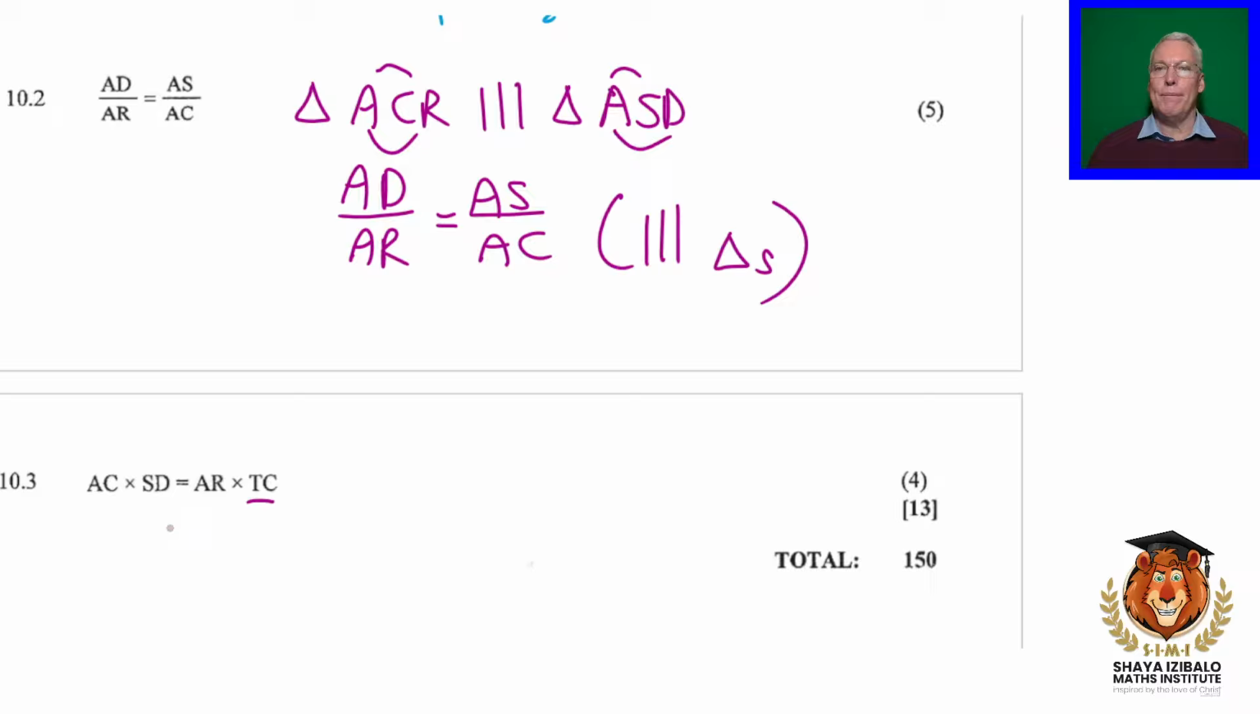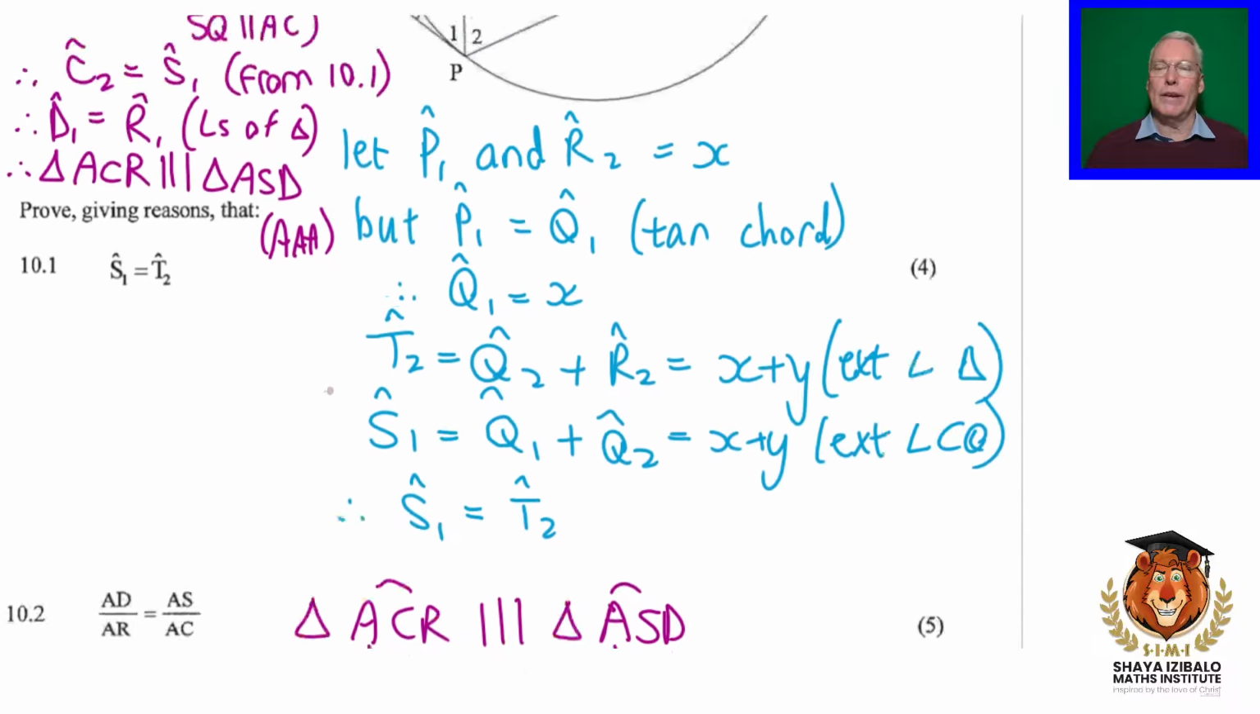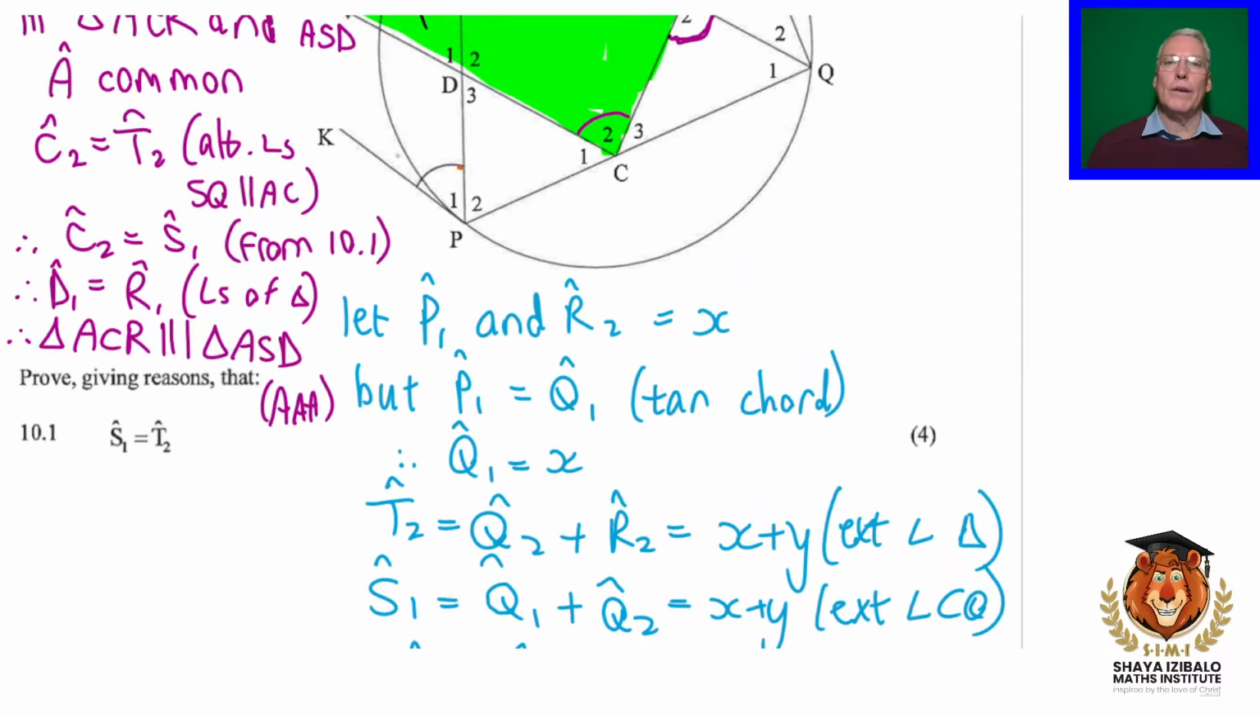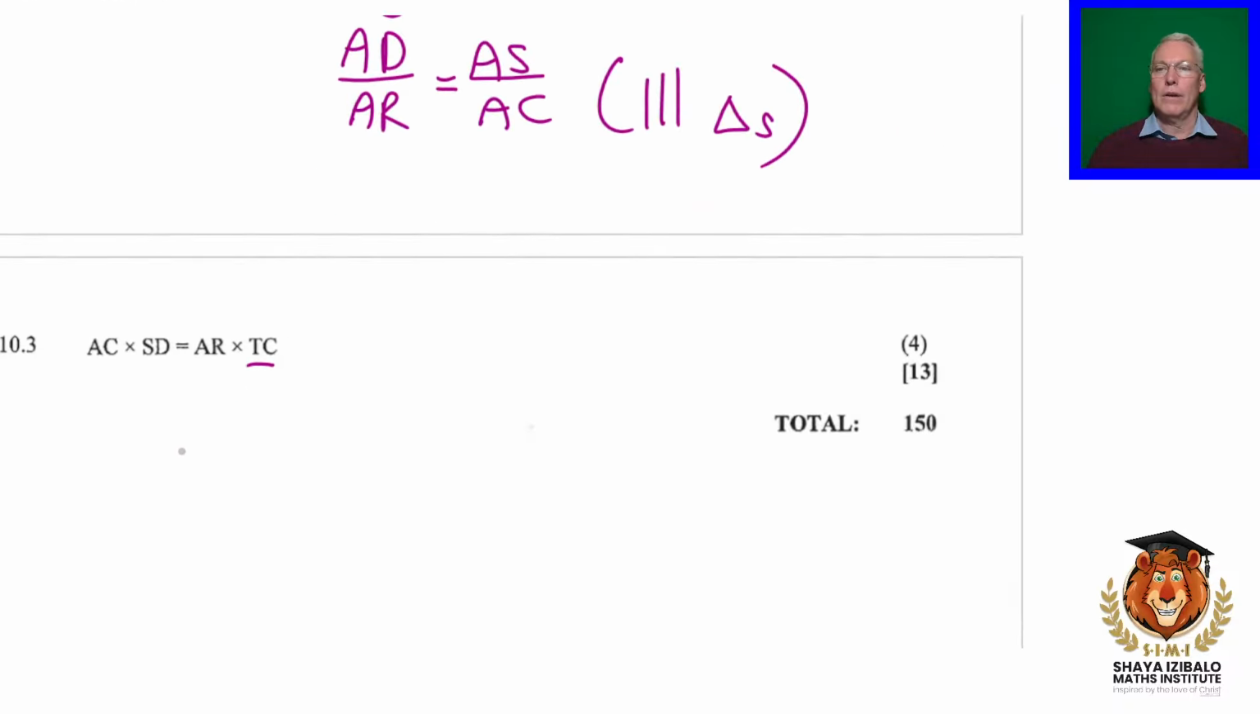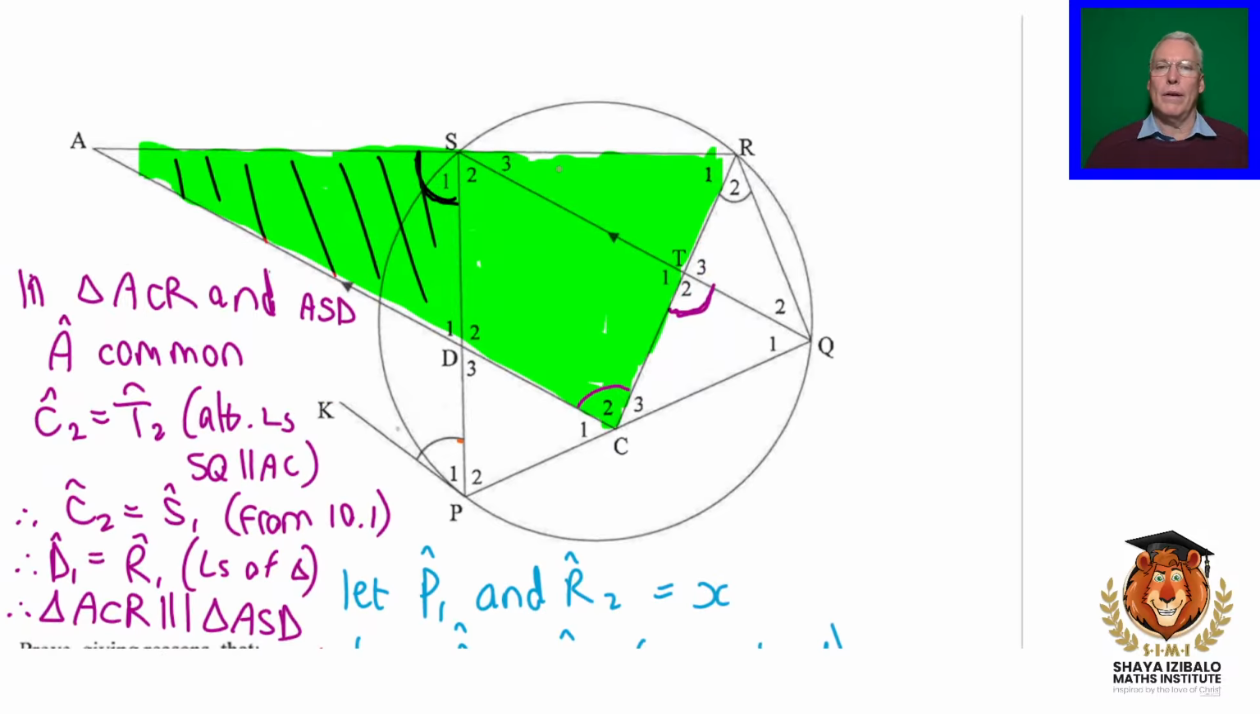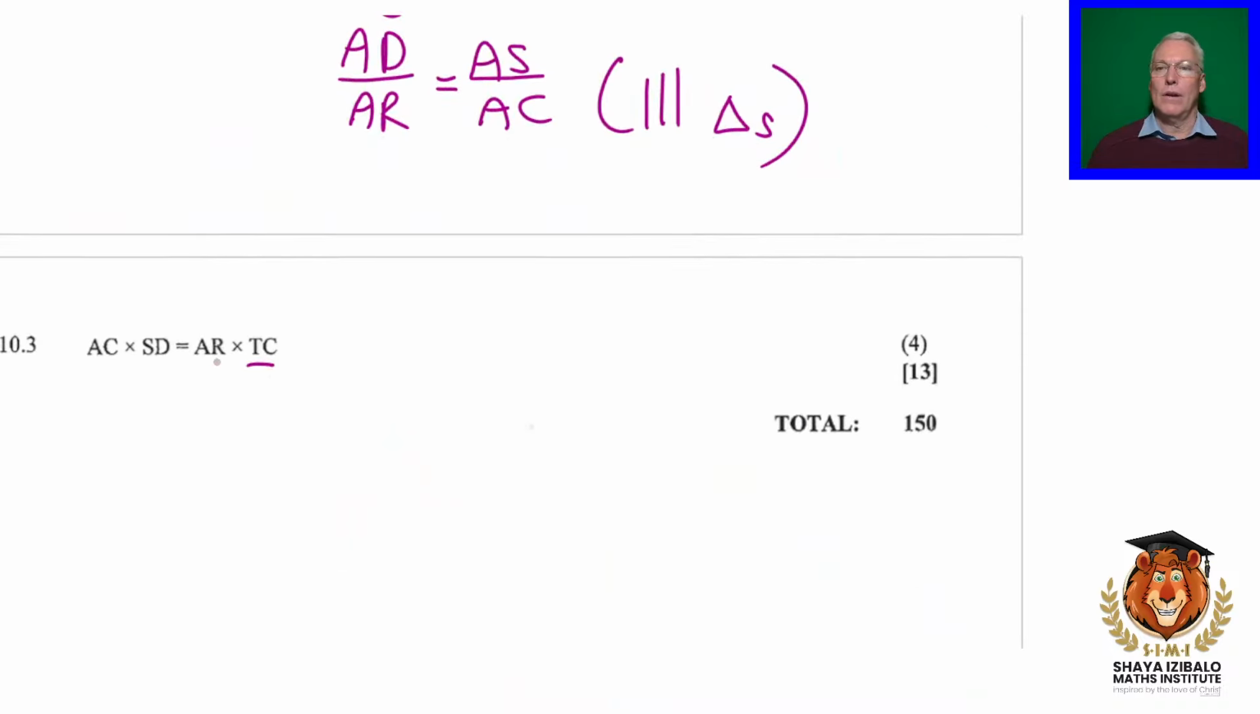Let's have a look. Because from this here we know that RC over TC is the same as RS over RA. Or RT over TC is SR over SA. Okay, just going to have a look at this.